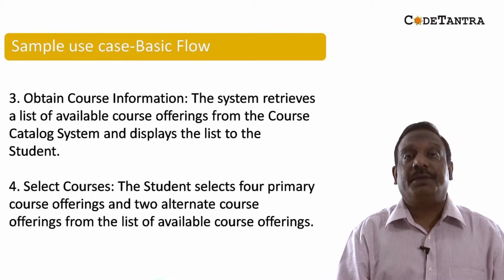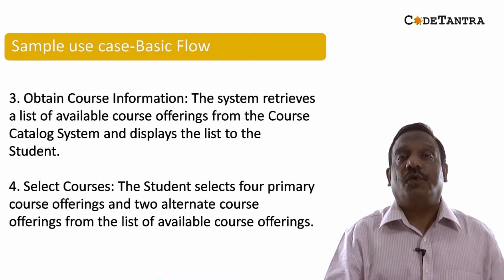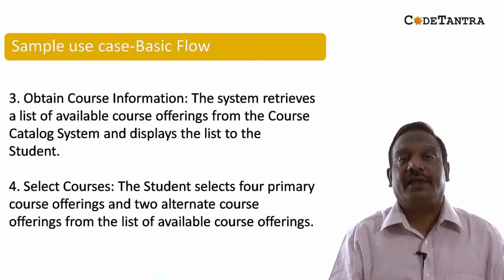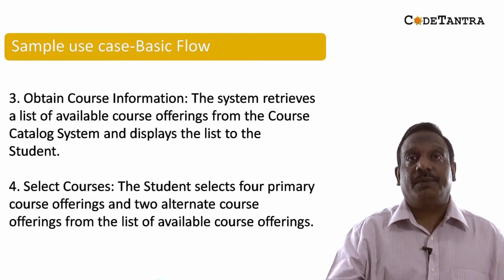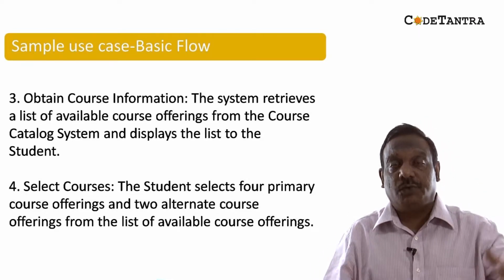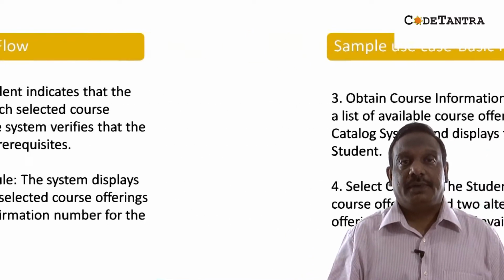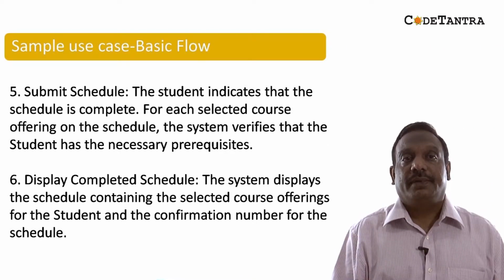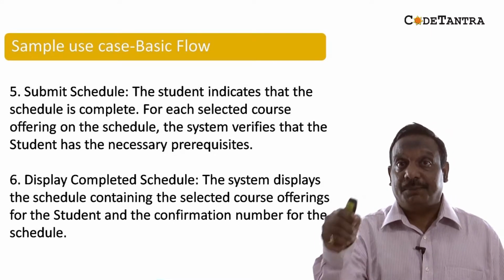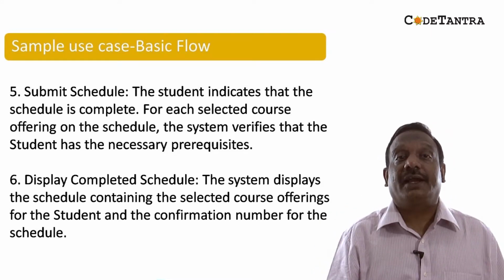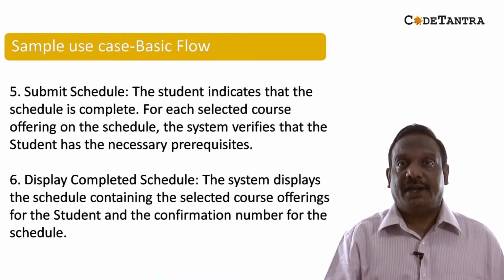Then the fourth step is the student selects 4 primary course offerings and 2 alternate course offerings from the list of available course offerings to create a schedule for his or her program. Then the fifth step is submit schedule. The student has done that and submitted. Now the student indicated the schedule is complete and pressed it.